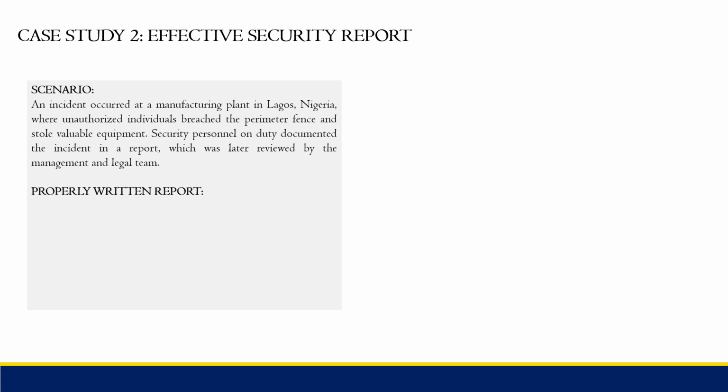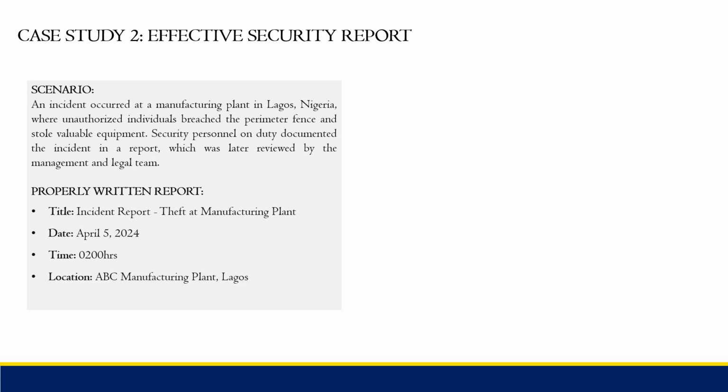Properly written report. Title: Incident Report, Theft at Manufacturing Plant. Date: April 5, 2024. Time: 0200 hours. Location: ABC Manufacturing Plant, Lagos. Report by John Doe, Security Officer. Incident Summary.